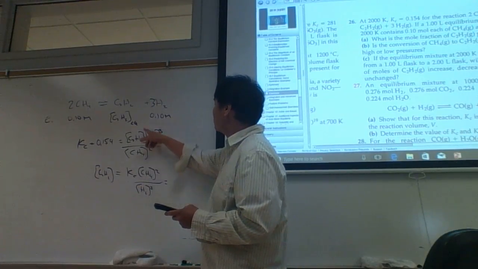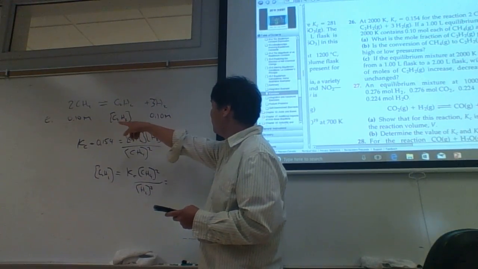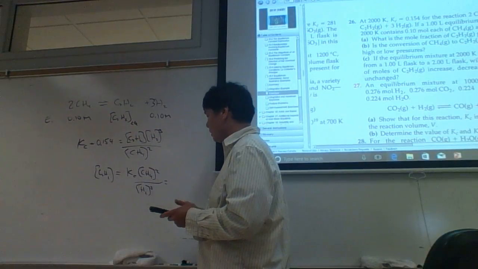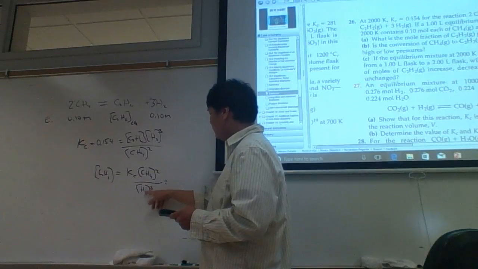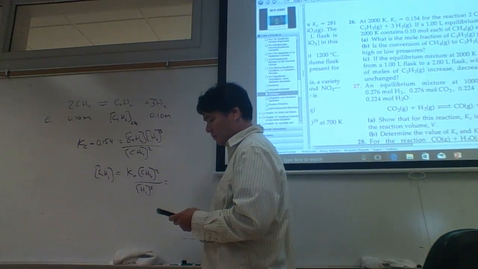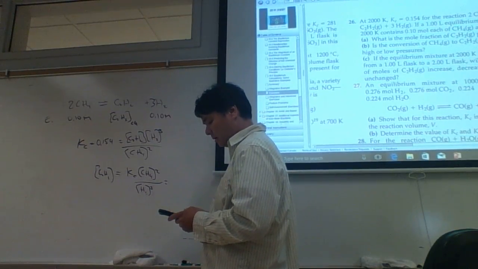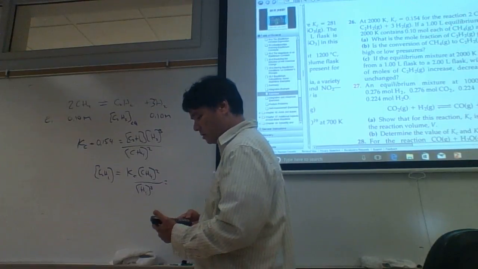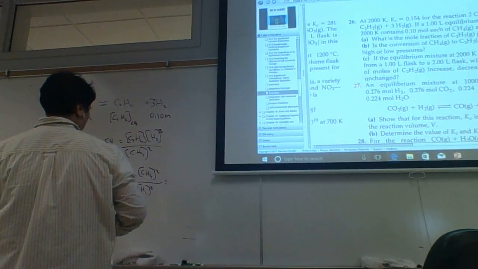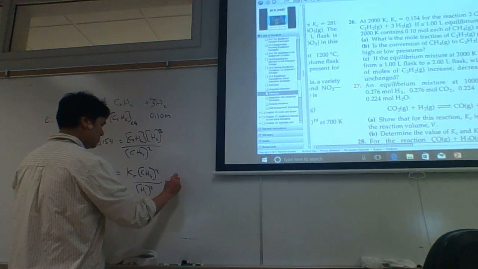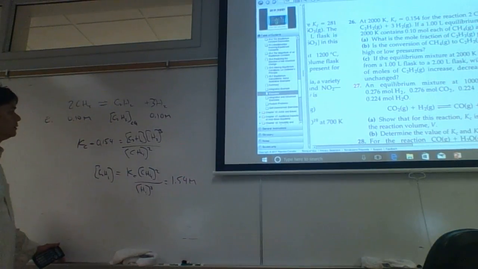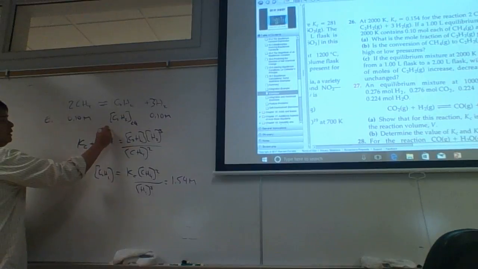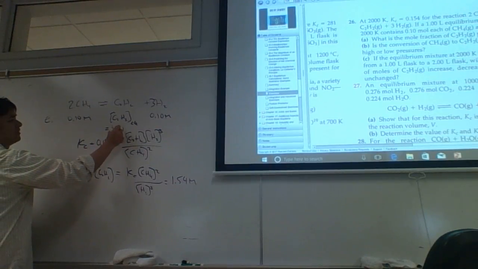The methane concentration is 0.10 squared, and so times 0.1 squared divided by the hydrogen concentration cubed divided by 0.1 cubed. I guess I didn't have to do that much, I just simplified it. And so the methane concentration comes out to 1.54 molar. We should do a double check just to make sure.